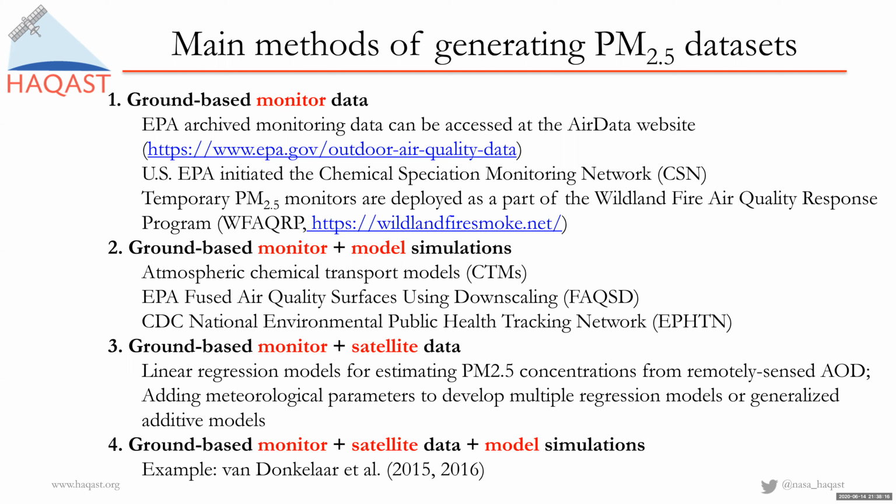The third method is to combine satellite data with monitors. During this process, linear regression models are usually used because satellite data do not directly detect surface PM2.5. They provide an estimate of the aerosol optical depth in the entire column. So the regression model will help to regress from the column to the surface. The last method is to combine monitor data, satellite, and model simulations, such as the Dalhousie University data that are publicly hosted on their website.